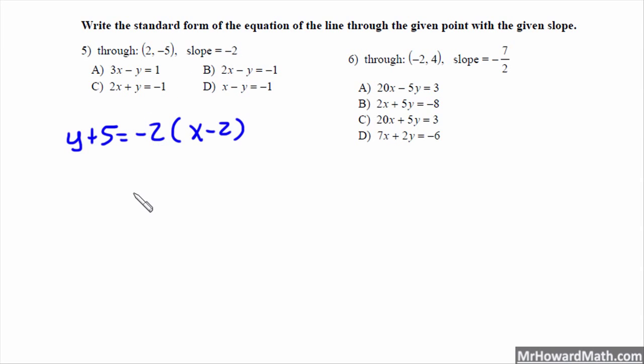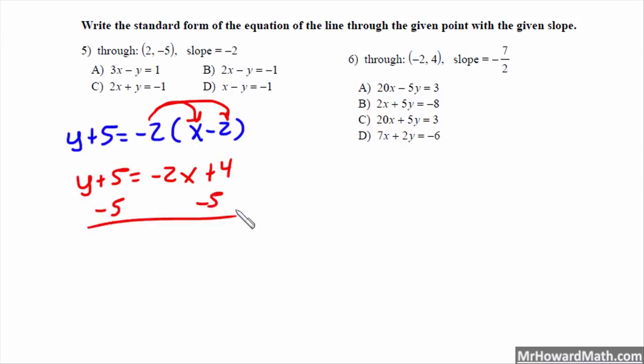So standard form means x and y on the same side, but when we're working with point slope form first, we always have to distribute to see what we're working with. So y plus 5 equals negative 2x plus 4 after you distribute. So x and y on the same side, I need my number, my constant on the other side. So y equals negative 2x. 4 minus 5 is minus 1, so almost done.